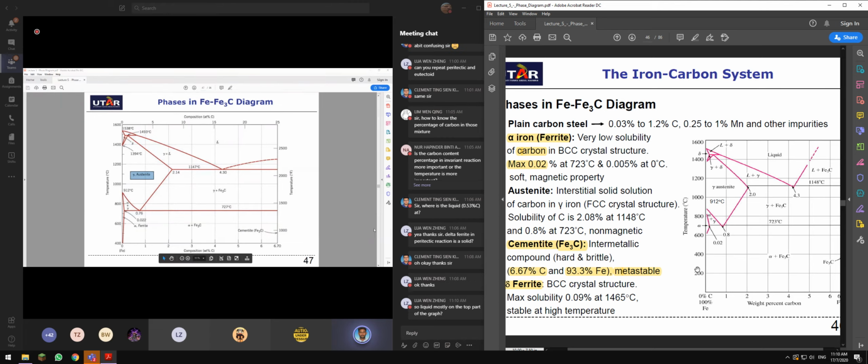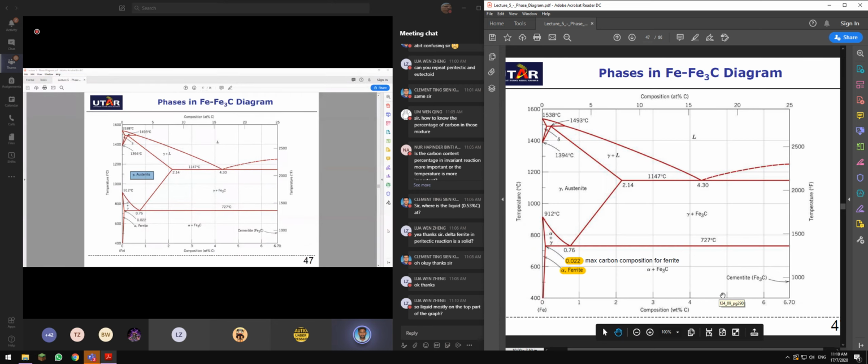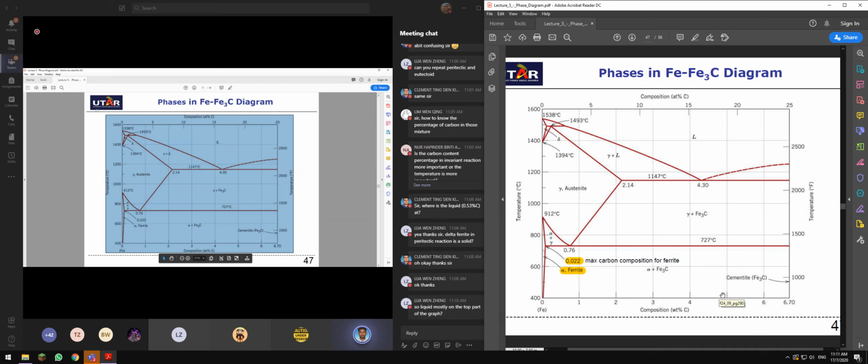Okay, guys. So liquid is mostly on top of the phase diagram. The most top of the phase diagram is liquid, the higher the temperature. Don't get confused. This is also a phase diagram, but for this phase diagram, I'm focusing particularly on the iron carbon phase diagram. So the iron carbon phase diagram looks like this.